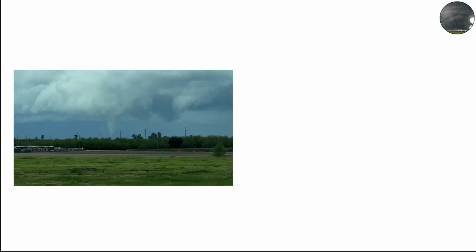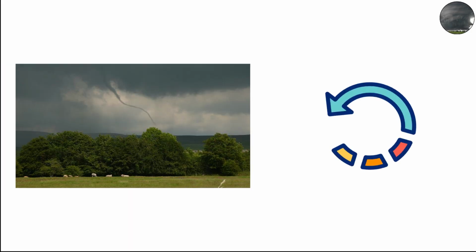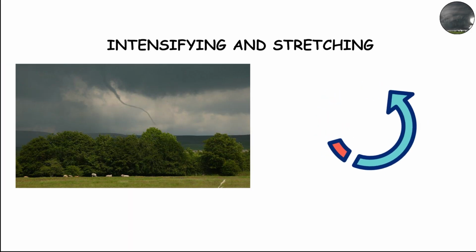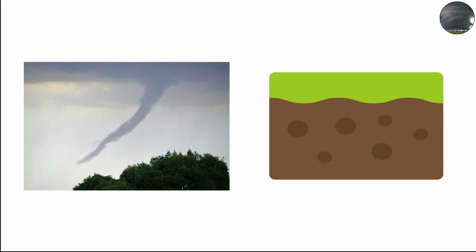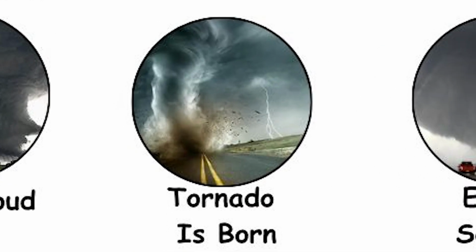At first, the funnel cloud may hang in the air without touching the ground. At this stage, it's not officially a tornado yet. However, the funnel is a visible sign that the rotation is intensifying and stretching toward the surface. If conditions remain favorable, the funnel will continue to grow downward until it makes contact with the ground. Touchdown. A tornado is born.